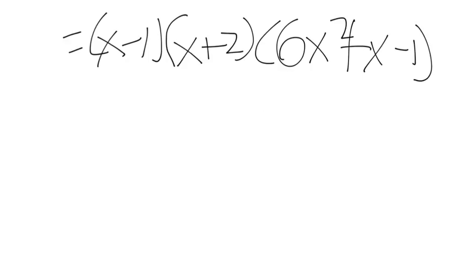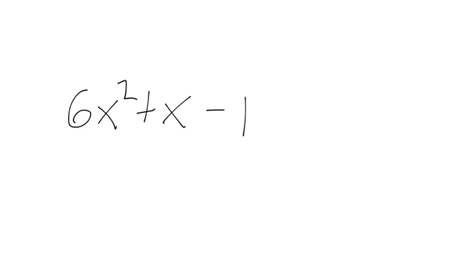Alright, what we have so far is x minus 1 times x plus 2 times 6x squared plus x minus 1. Let's see if we can factor this 6x squared plus x minus 1 down. Now let's go ahead and factor this quadratic. Since we have a quadratic, we can use synthetic division to figure out some of those other possible zeros, or we could just use the other ways to factor a quadratic that we learned earlier.